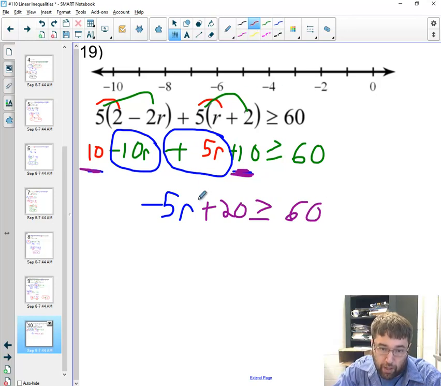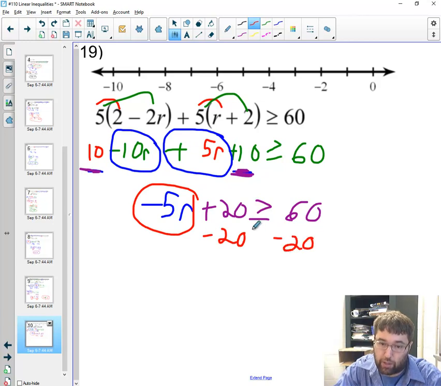So we circle the variable, take care of the hater. So we circle the negative 5r, subtract 20 from both sides. Because we're subtracting, we don't change the sign. This cancels out. We have negative 5r is greater than or equal to 40.